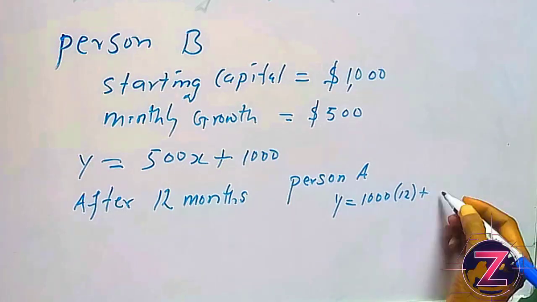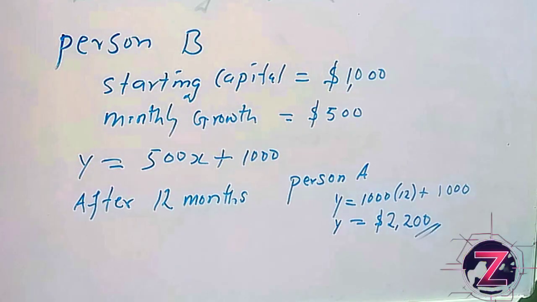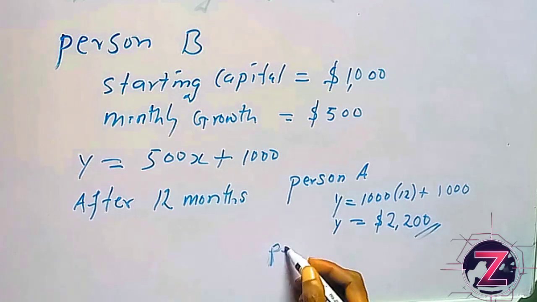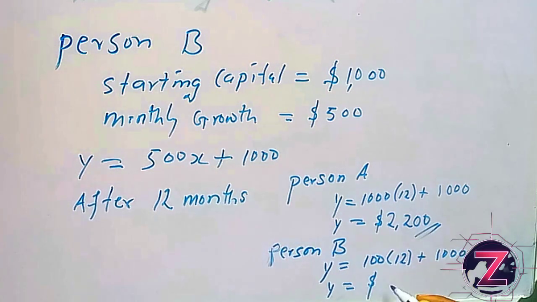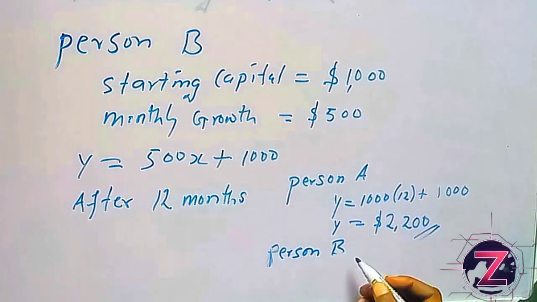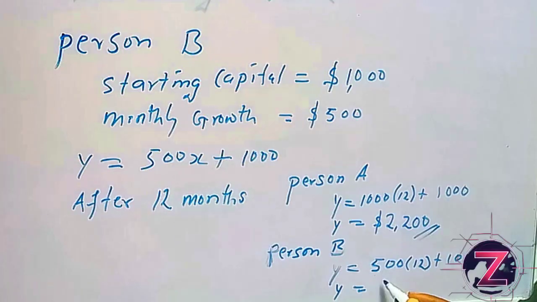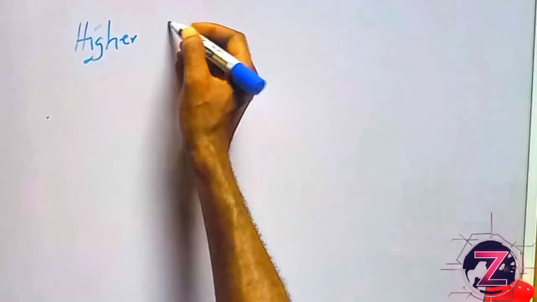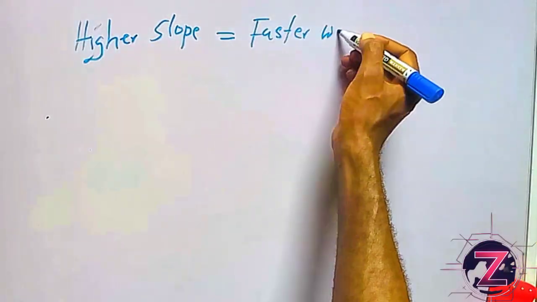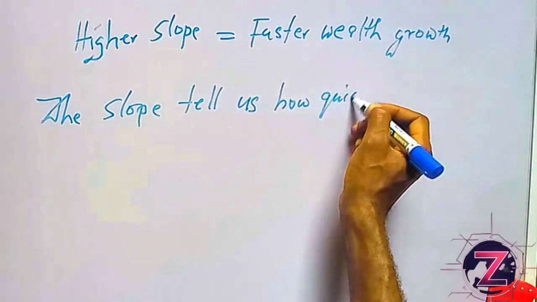And after 12 months, person A, y equal to 100 times 12 plus 10,000, which is equal to 11,200. Whereas person B will have y equal to 500 times 12 plus 1,000, which is equal to $7,000. Notice that higher slope equals faster wealth growth. The slope tells us how quickly wealth increases.